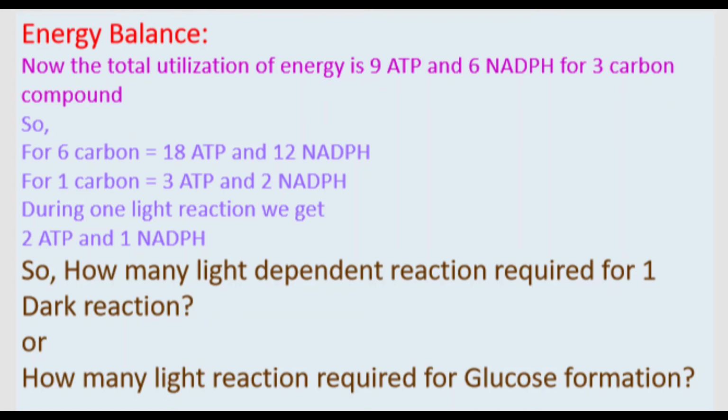One dark reaction is actually the 3 carbon compound. It's not a glucose molecule. So how many light reactions are required for a glucose molecule? It's easy to understand. How many light dependent reactions are required for 1 dark reaction, that means the 3 carbon compound? It's 1 dark reaction, the C3 cycle, one cycle of the C3 cycle. Another question is, how many light reactions are required for 1 6 carbon compound? It's glucose. That is the question, and you can easily calculate it with this equation.